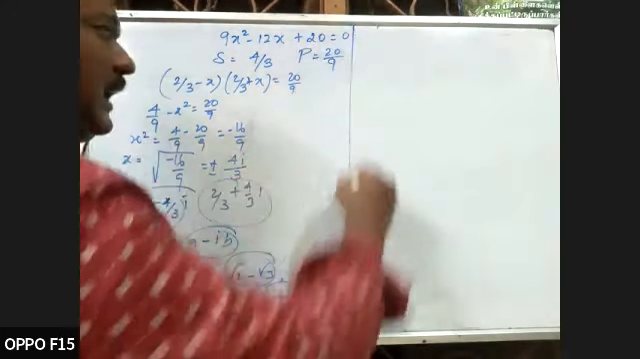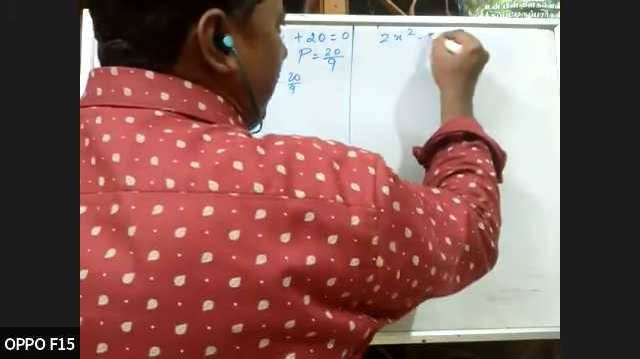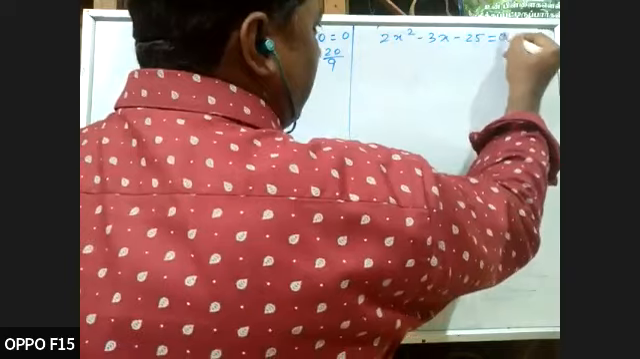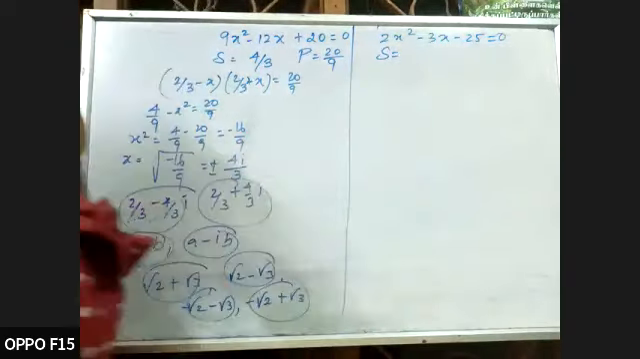Another sum for the boys, you should say. Now since the girls answered, you should say: 2x square minus 3x minus 25. Do it yourself. What is the sum? The sum is what?